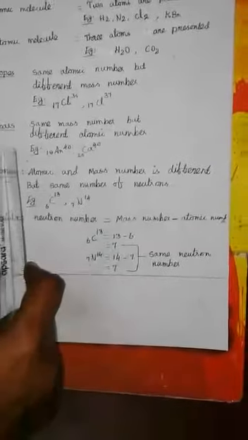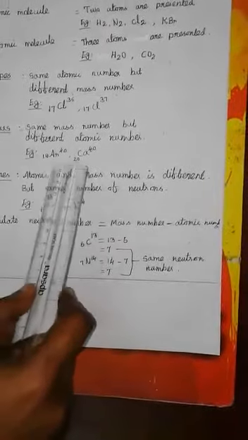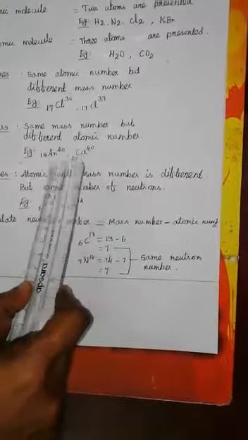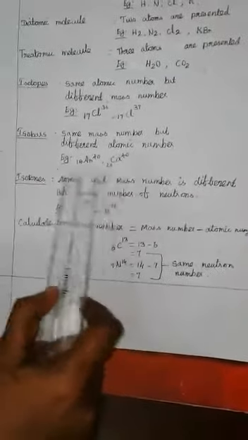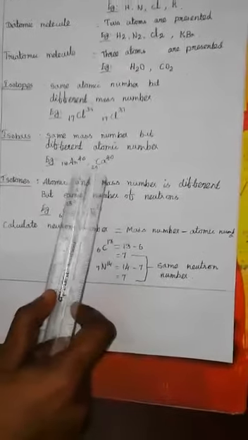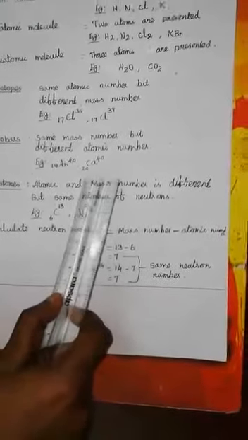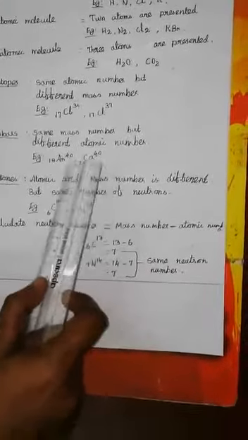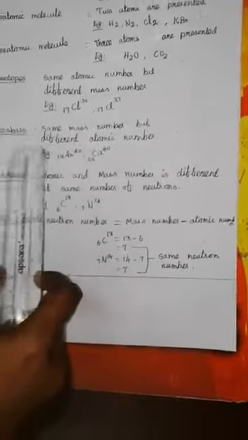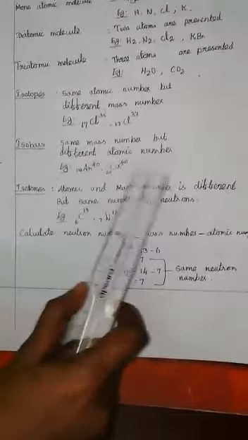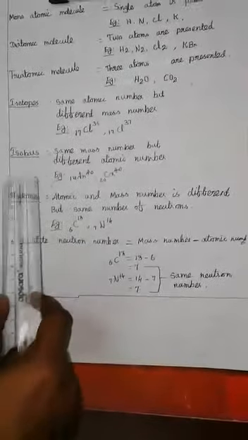The next elements are argon and calcium. Ar for argon, Ca for calcium. So look at the 2 elements, argon and calcium. The atomic number is different but mass number is same, 40 and 40. So same mass number but different atomic number, that is called isobars.